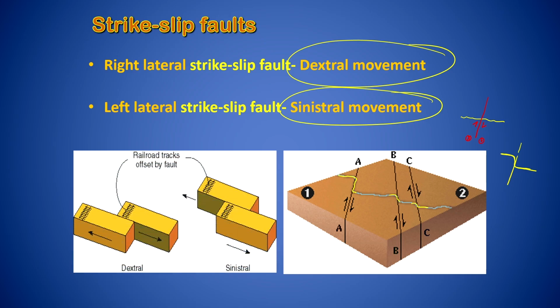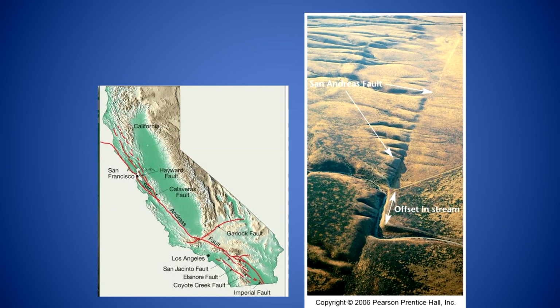Now, if we take man-made structures, then how it looks if you have a right lateral, dextral slip, and how it looks if you have a sinistral slip, that we have already discussed. So let us move further and see what evidence or signatures we see on the surface, that is, the manifestation of strike slip movement.